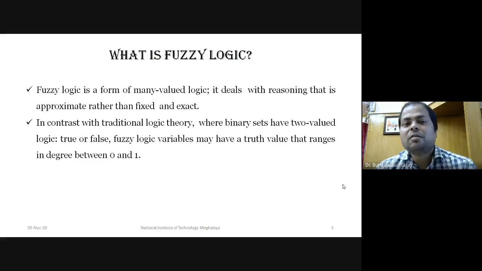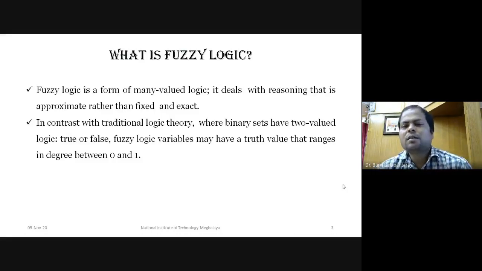Fuzzy logic is a form of many-valued logic. It deals with reasoning that is approximate rather than fixed and exact values. As I told, in crisp set theory, if a particular element belongs to a set, we understand it is an element of that set, that means the belongingness is 1. If it doesn't belong to that set, the belongingness is 0. So that is only two-valued logic. Crisp logic, which we generally know as set theory, is a two-valued logic. But in case of fuzzy logic, it is a multi-valued logic. I'll also discuss with an example what multi-valued logic is.